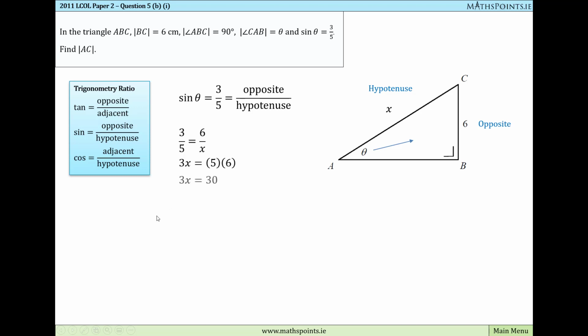So if we cross multiply, 3 times x is 3x, 6 times 5 is 30. That means that 3x is 30. So if we divide both sides by 3, we get x equals 10, which means that the side length of A to C is 10 centimeters.